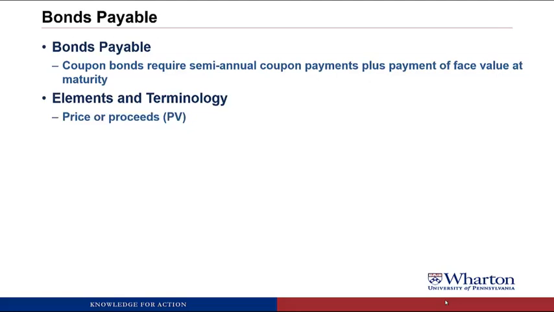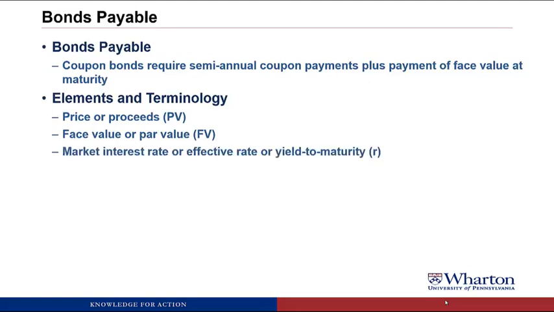So the price or proceeds of the bond is what the company receives when they issue the bond to the public. That's going to be the same as the present value in a time value of money calculation. The face value or par value is the amount that the bond is going to pay at maturity. That's also going to be represented as the future value when we do time value money calculations, and you can easily remember it because face value, future value, both FV. The market interest rate or effective interest rate or yield to maturity, those are all synonyms. That's the rate R that we're going to use to calculate present values.